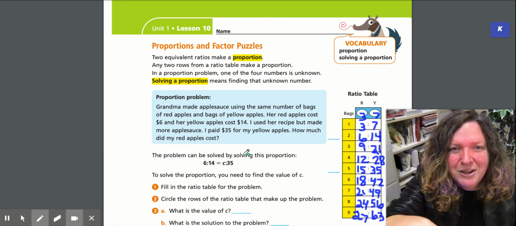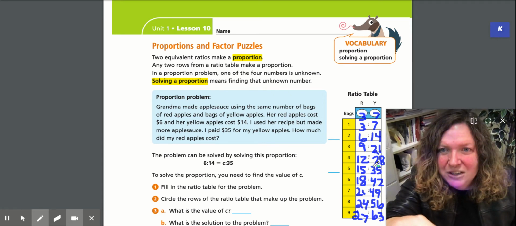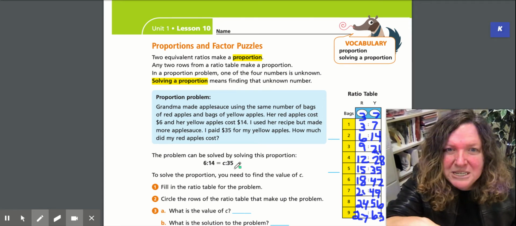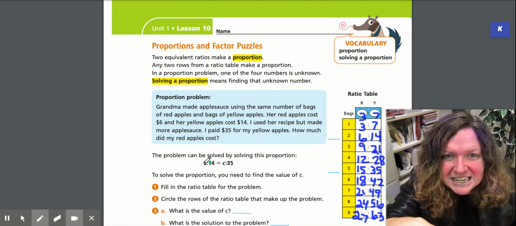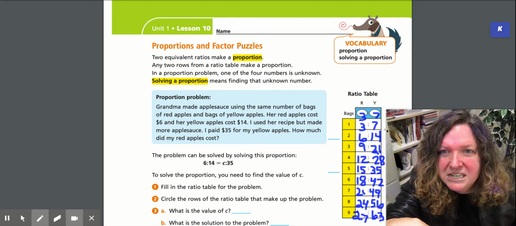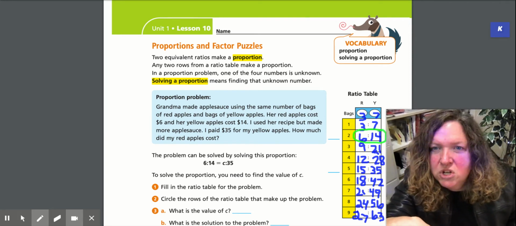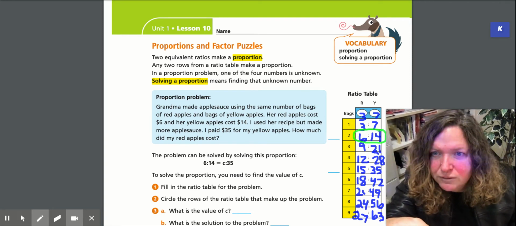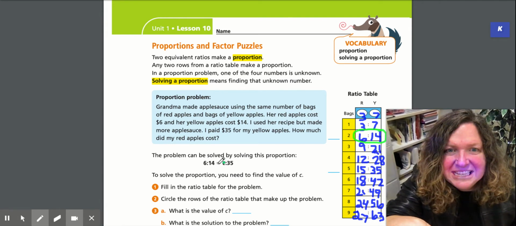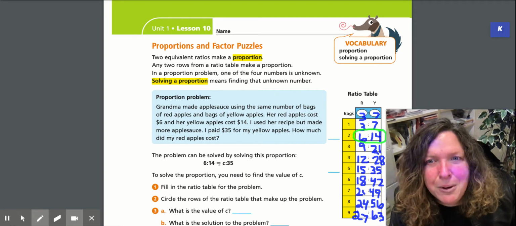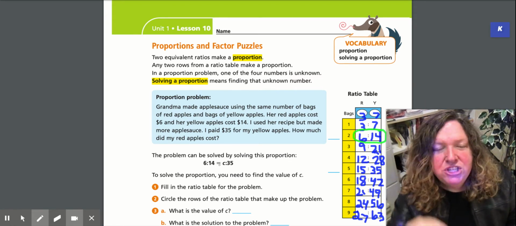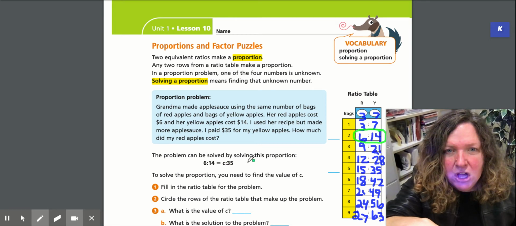The problem can be solved making a ratio table like this, but it could also be solved using a proportion. This is what we talked about in the last video. 6 has some relationship with 14. There they are, 6 and 14 right there. They've got a relationship. When red apples cost $6, yellow apples cost $14. And it's equal to, now that doesn't mean the dollars are equal, means the proportion is the same. It's the same ratio. Some number, and we call it C.